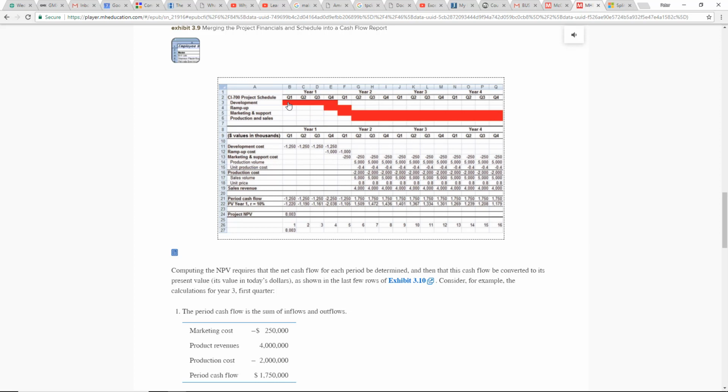If you notice that wherever there's a red flood cell up here, it equates to the numbers you need to put in. For example, development here: you have 4 quarters, and you're going to spread those payments out over the 4 quarters. Drop down to the next phase, the ramp up, and the ramp up had a cost of $1 million per quarter.